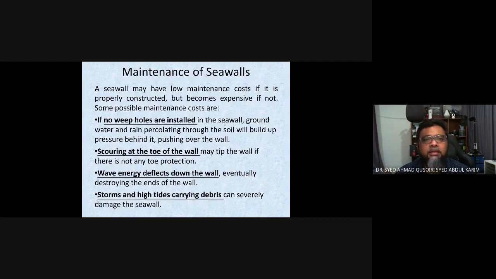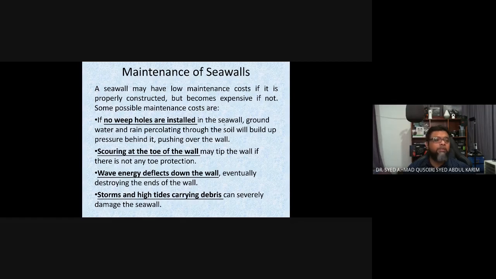Wave energy deflects down the wall. Ombak tu kan, ombak yang kena pada bahagian dinding tu, dia bukan bahagian tu saja. Dia punya wave tu akan travel along the length of the seawall. That needs to be taken into consideration.